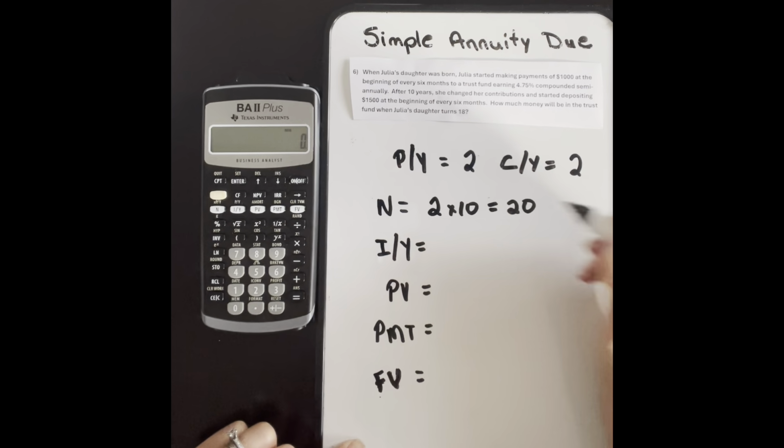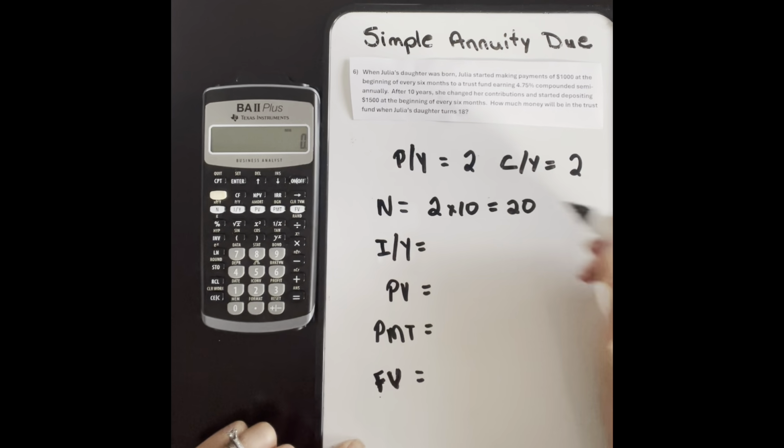The interest per year is 4.75%. The present value, when she was born, there wasn't anything in there yet, so that's 0. The payments are negative 1,000 per period, and we want to know the future value. So at the end of that first 10 years, what's the future value of this annuity? So let's start with payments per year. We need to change that to 2, so 2, enter. Compound periods per year is also 2, so we can quit.